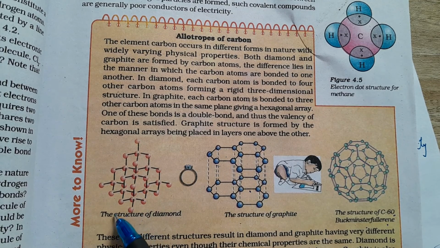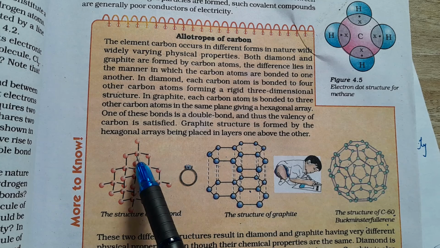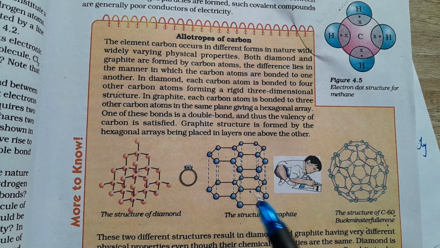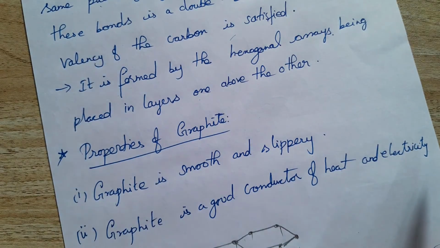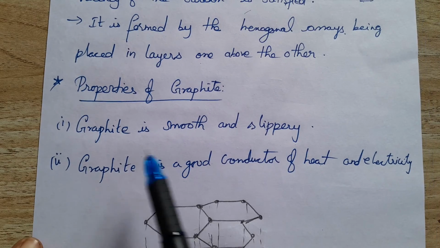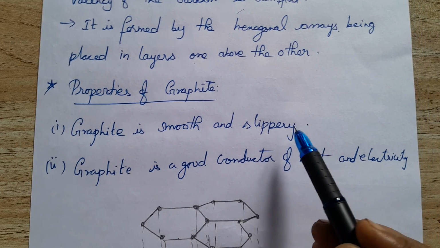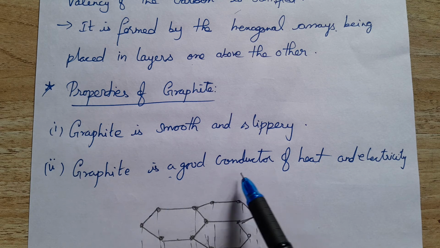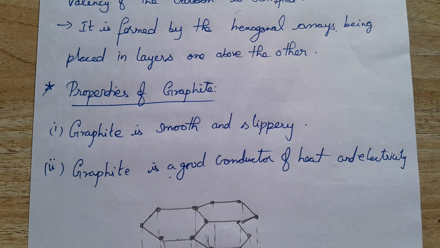This is the structure of the diamond, where each carbon atom is connected to 4 other carbon atoms. In graphite, one of the bonds is a double bond. So what are the properties of graphite? Graphite is a smooth and slippery element. Graphite is a good conductor of heat and electricity. Usually non-metals are poor conductors of heat and electricity. The exceptional case is graphite. Graphite is a good conductor of heat and electricity. Because of this structure, these properties vary. Okay, thank you.